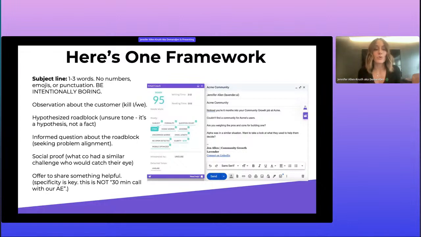Lastly, social proof. This is not to say Alpha bought our community management software and returned a 10 times ROI. They're not there yet. They're still learning. What we are saying is Alpha was in a similar boat, and we're offering something helpful for their learning journey. Would you want to take a look at what they use to help them decide? This is not about pitching a call on our solution. This is not about 30 minutes with me.